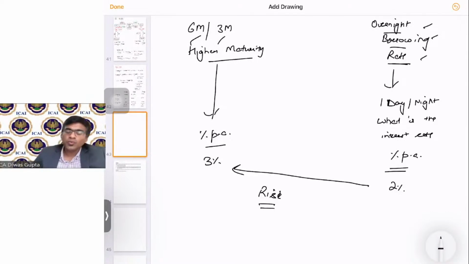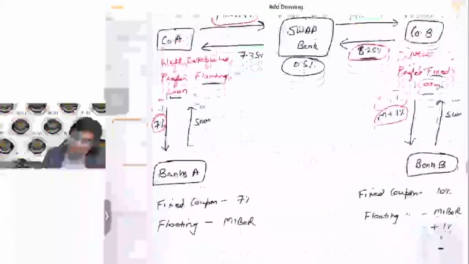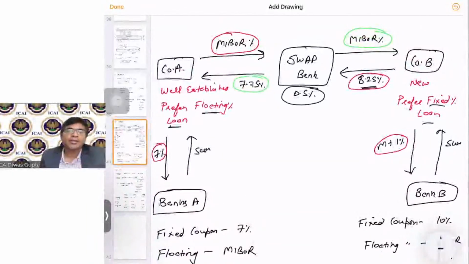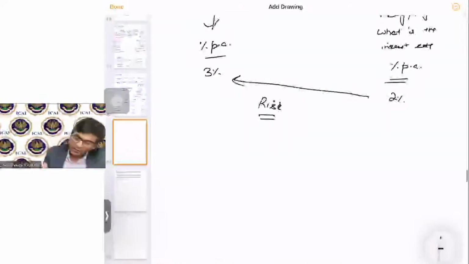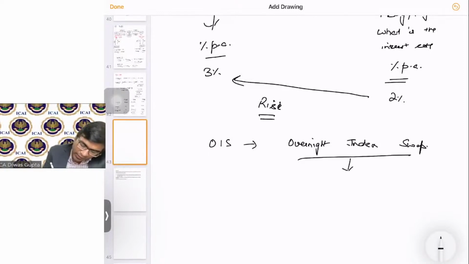And what they generally do is swap this rate. In my previous example, I said that MIBOR is getting swapped with 7.75 percentage. In this case, MIBOR is getting swapped with 8.25 percentage, correct? So what people do is an OIS. This is called overnight index swap. In this, they swap OIS with a fixed percentage.